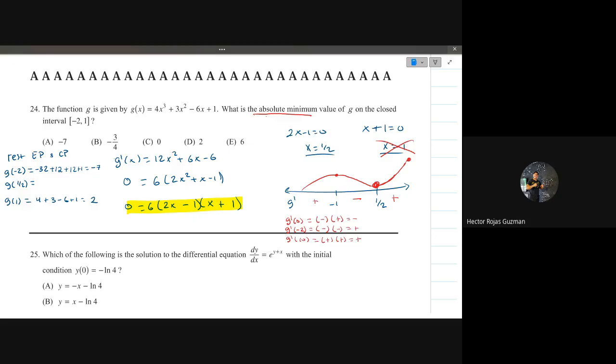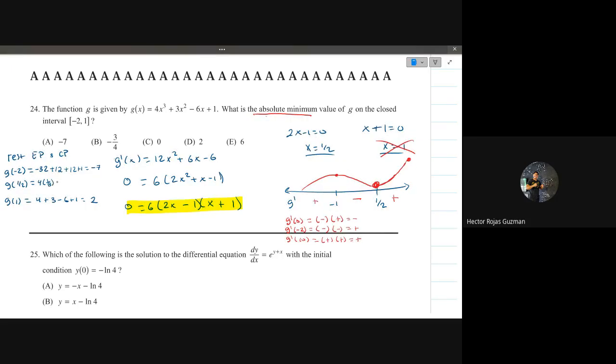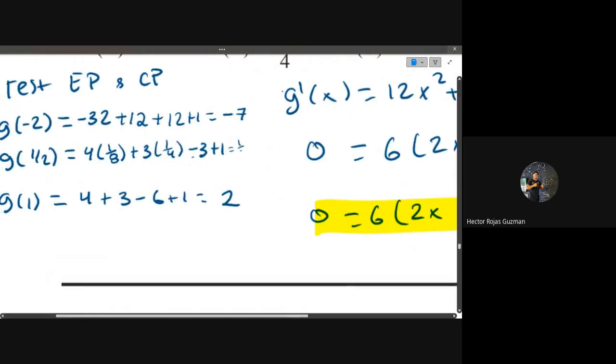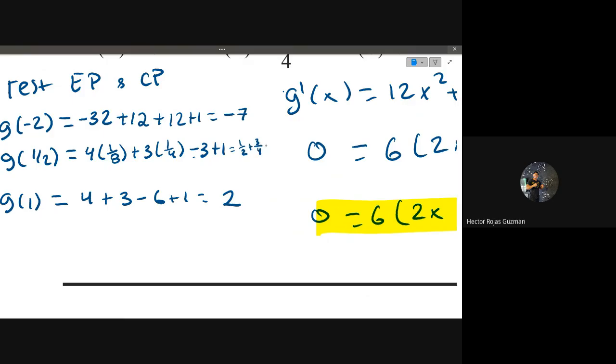Now the question is, what about 1/2? Oh man, I think there's no way around it. 4 times 1/2 to the power of 3, that's going to be 1/8. Plus 3 times 1/2 squared, that's 1/4. 6 times 1/2 is 3. Plus 1 equals, here, let's zoom in. Equals 1/2 plus 3/4 minus 2.